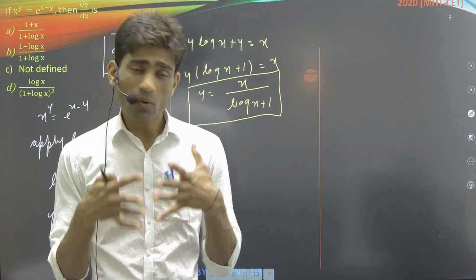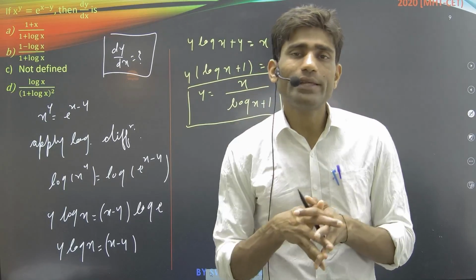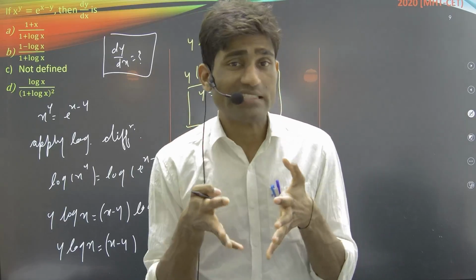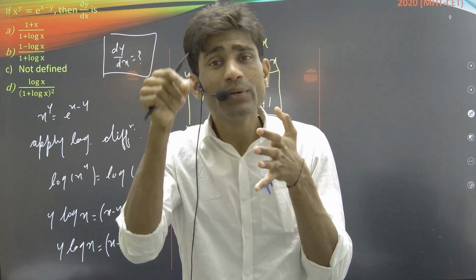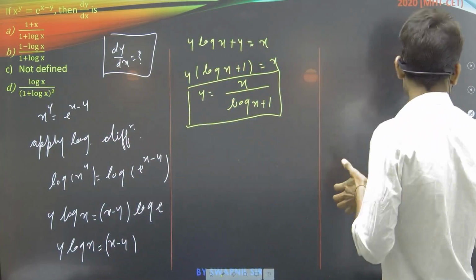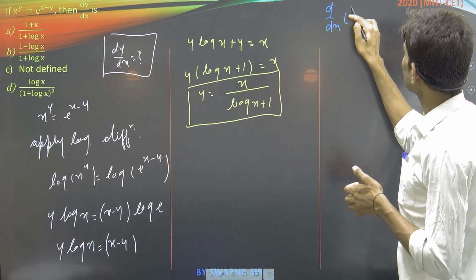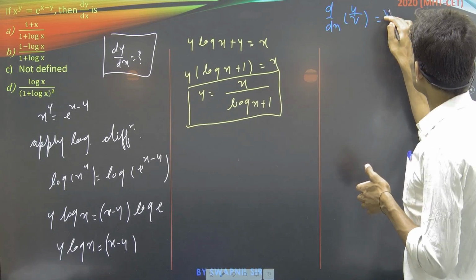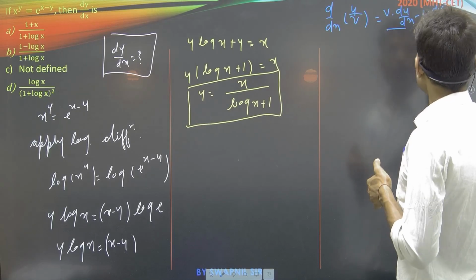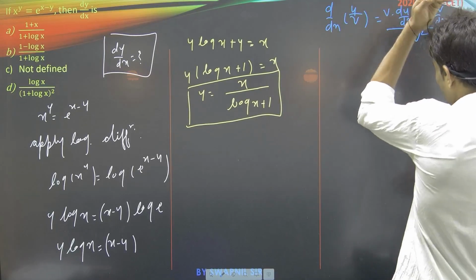Now we want the differentiation of our function with respect to x. Now find dy by dx. For finding dy by dx of our given function, we have to apply the quotient rule for differentiation. The differentiation of u by v can be written as v into differentiation of u minus u into differentiation of v, divided by v square. Let me write the quotient rule: d by dx of u by v equals v into du by dx minus u into dv by dx upon v square. This is our required quotient rule for finding the differentiation.